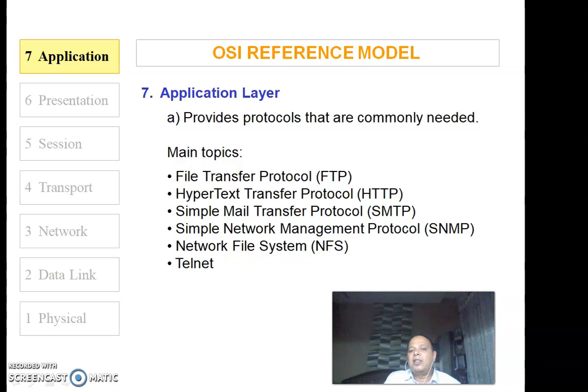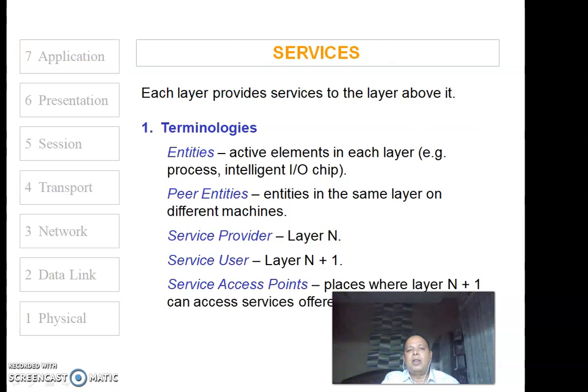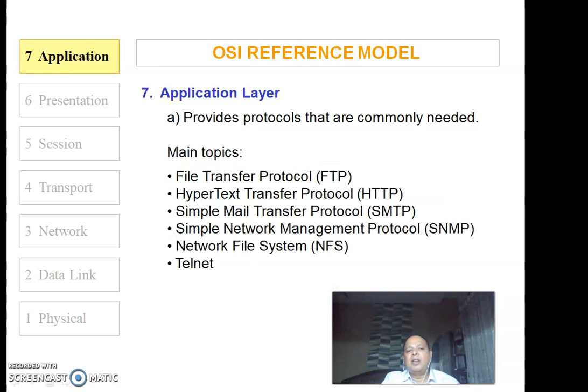For the file system, it could be the network file system protocol. Or if you want to log in to a remote server, which has some kind of functioning or software like MATLAB, then you can use telnet. So these are the protocols which are basically used in the application layer. And these are all the details of the basic functioning and the issues which are handled at every layer of the OSI.